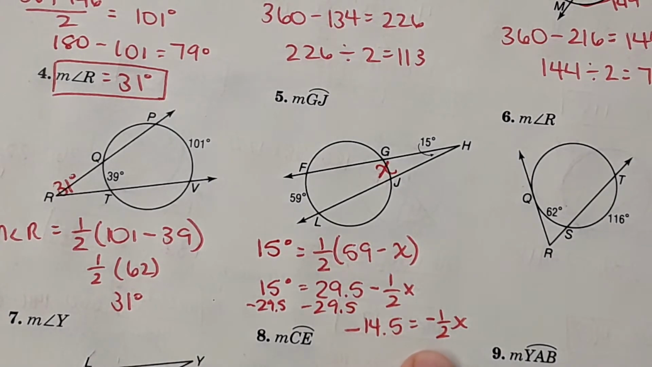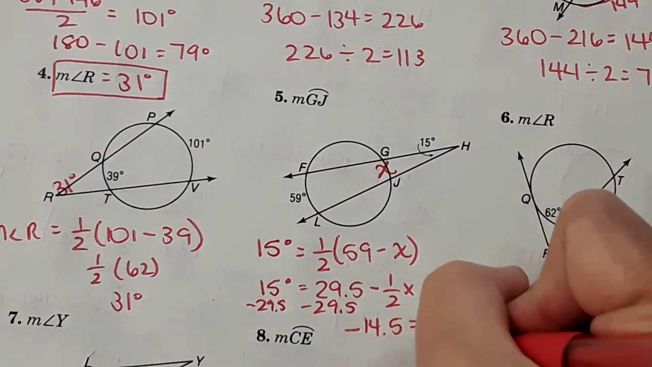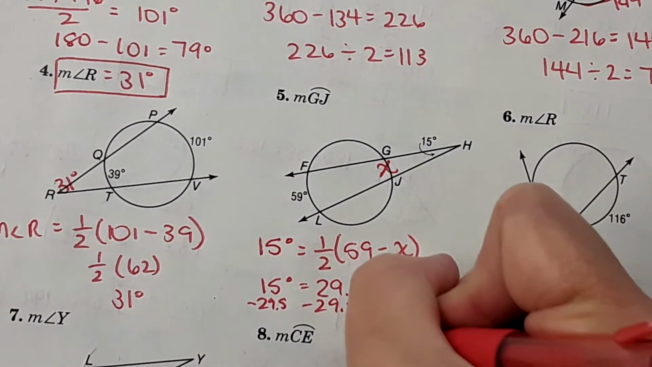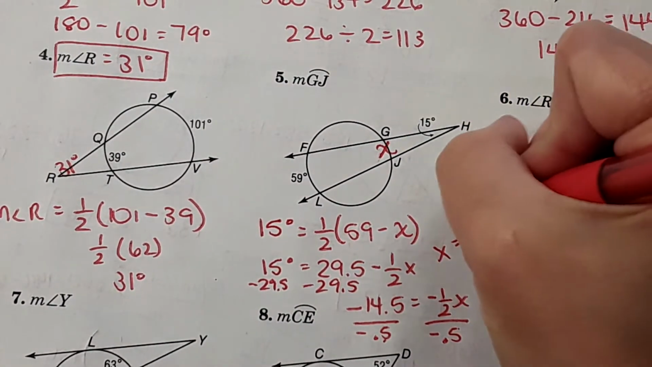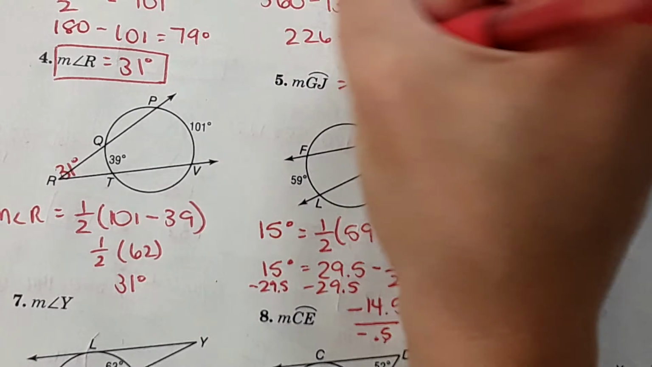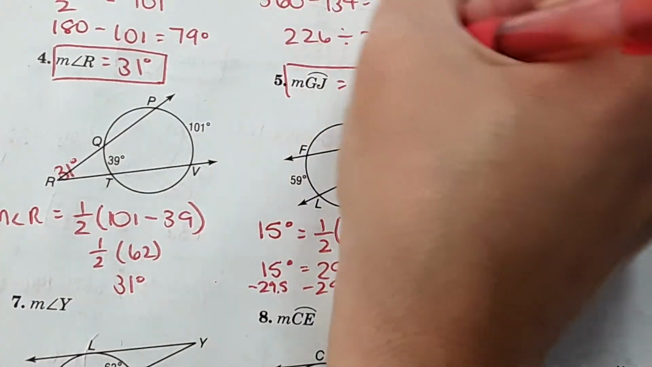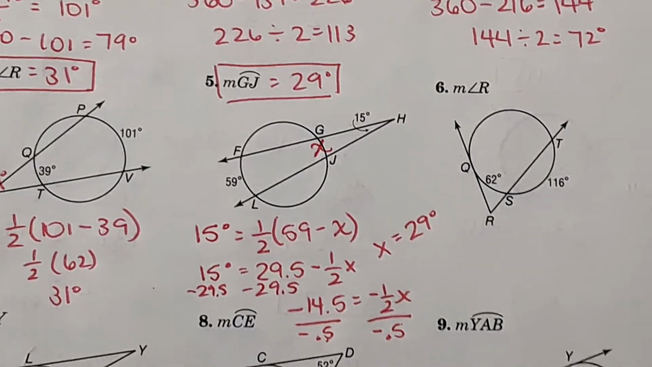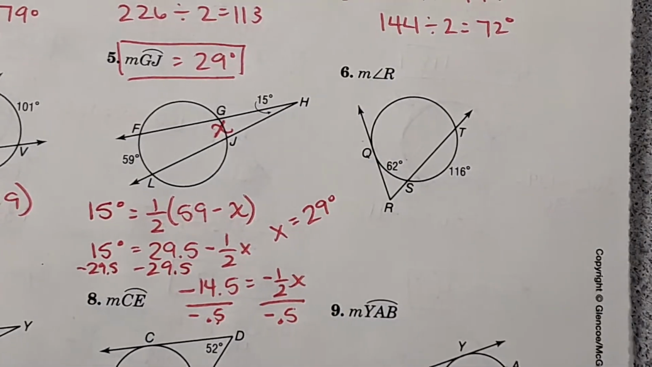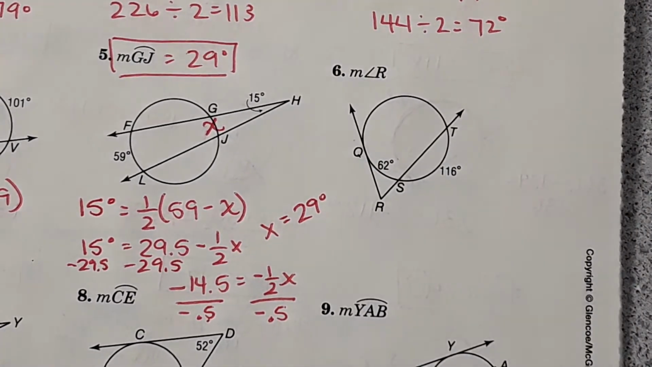So negative 1/2 is the same as negative 0.5. So when I divide both sides by this, I'm going to just divide it by negative 0.5. That way you can plug it in the calculator. And if you plug this in the calculator, you get 29. So x equals 29 degrees. Is that a problem like we have on the homework? Yes, but if you get it, it'll be the exact same one.